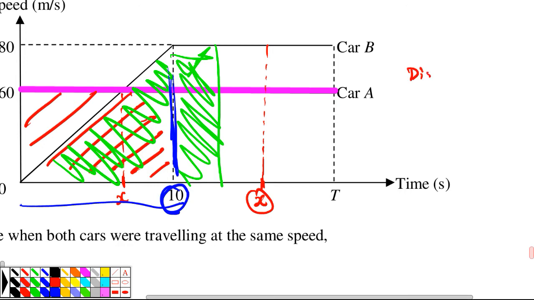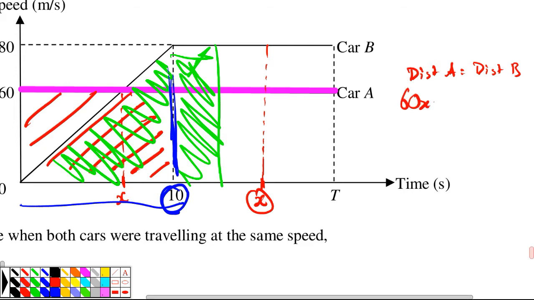Distance of A equals distance of B. Now let's try and create an equation. Distance for A at time equals X. How do I create it? What area is it? For X to A to 60. What is this shape? Rectangle. So it's 60 times X.